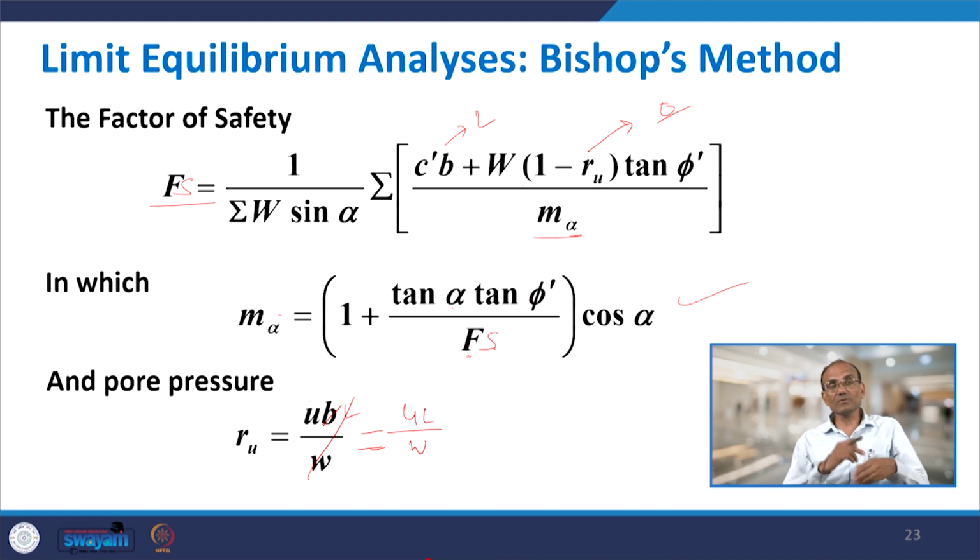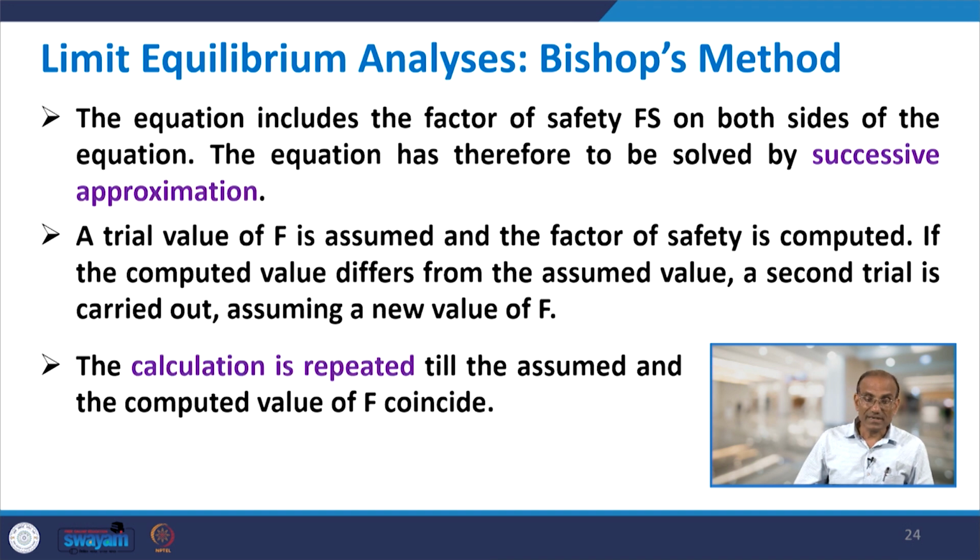You need to do this iteration until the Fs you find and the Fs you assumed for m alpha are matching, with not much difference. This way the factor of safety is found, and the calculation is repeated, as already discussed.